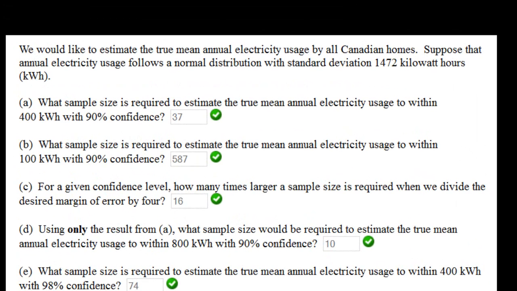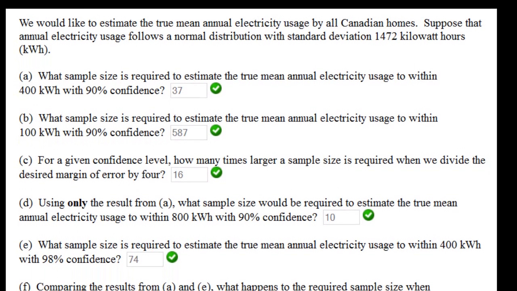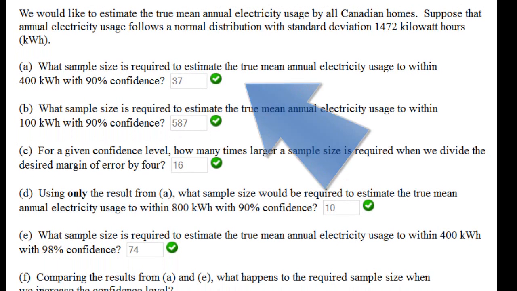So let's get started. We would like to estimate the true mean annual electricity usage by all Canadian homes. Suppose that annual electricity usage follows a normal distribution with standard deviation 1,472 kilowatt hours. The first question we have here is what sample size is required to estimate the true mean annual electricity usage to within 400 kilowatt hours with 90% confidence.